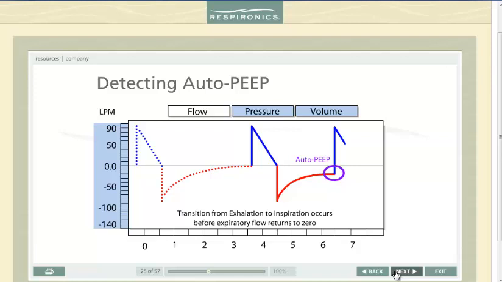The farther the transition from inspiration to exhalation is below the baseline, the greater the air trapping. The values on the vertical scale represent flow, not pressure. The clinician can only identify that auto-PEEP is present, not measure how much auto-PEEP is present. On the Esprit ventilator, use the expiratory hold key to measure auto-PEEP.